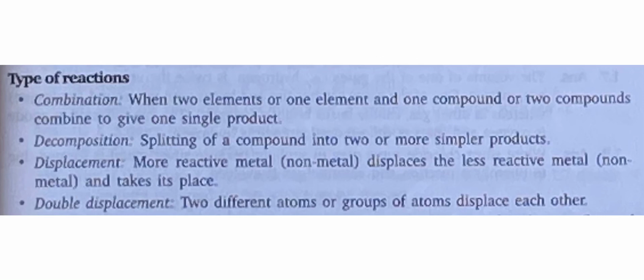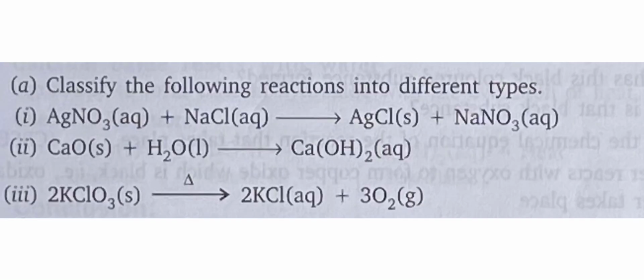Last one is the double displacement reaction. Two different atoms or groups of atoms displace each other. That is, they exchange their ions and new products are formed. Such a type of reaction is called a double displacement reaction. For your practice, try to classify the following reactions on the basis of the types that we studied. We'll continue with the next type of reactions in the next lecture.